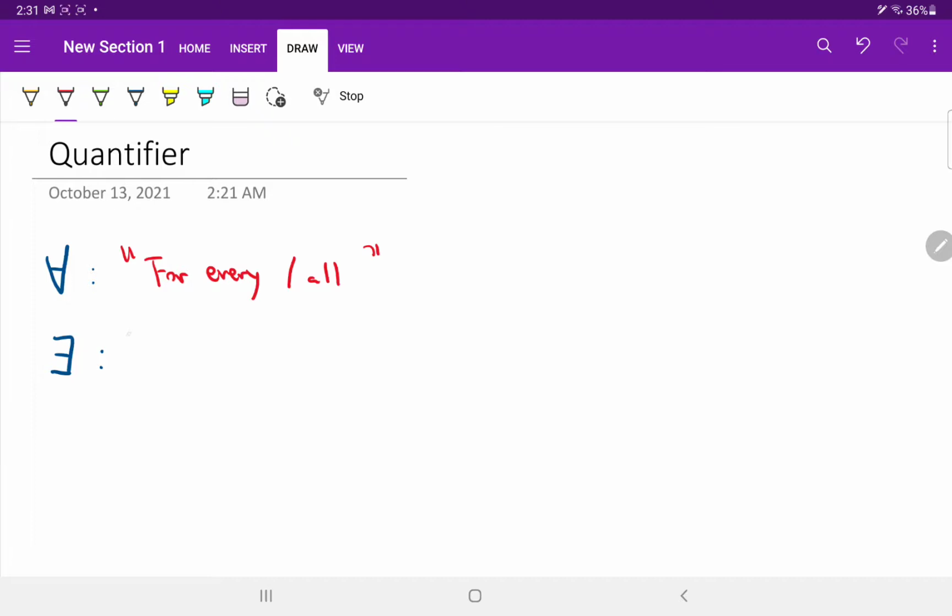And the second symbol is like a backward E. So what does it mean? This symbol means that there exists a blah blah blah.